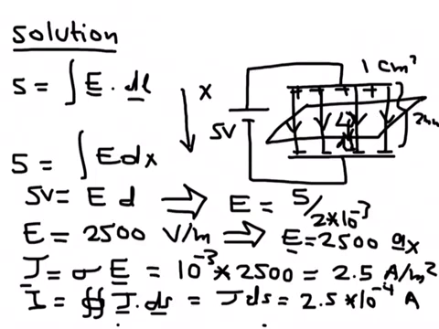You multiply the 2.5 by the area, which is 1 centimeter squared. Then it's 10 to the minus 4 meter squared. Then you get 2.5 times 10 to the minus 4 ampere. This is the current flowing from the top electrode to the bottom electrode. So now we know that if you apply a 5 volts difference, you get a current of 2.5. Actually, it's 0.25 milliamps flowing from the top electrode to the bottom electrode. So this whole structure really behaves like a resistor. It's really a resistor.